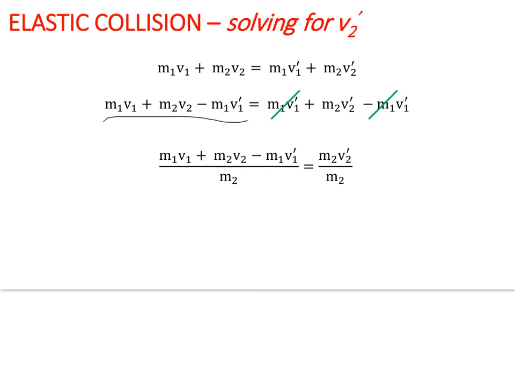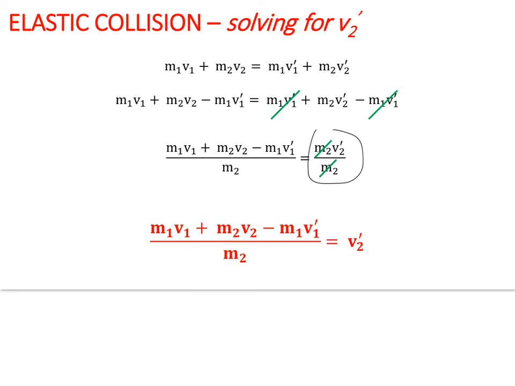Now you want to get rid of this m2. You want it to go away, so we divide both sides by m2. Cancels out on the right, and here is your final equation, solving for v2 after the collision.